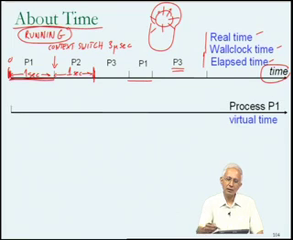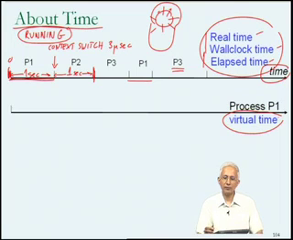It could mean the kind of time that we had in the upper timeline, or it could mean the kind of time that we have on the lower timeline. Therefore, in future, whenever I talk about time, I will have to qualify it by explaining whether I mean real, wall clock or elapsed time, or whether I mean virtual time. And if I'm talking about virtual time, I'll have to qualify it by which process I'm referring to in that timeline. Now, in this particular timeline, very clearly, I'm drawing the virtual time of process P1.